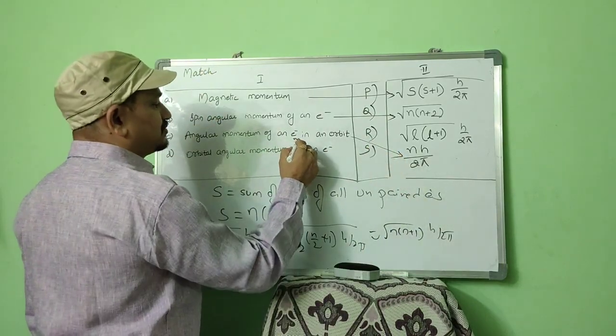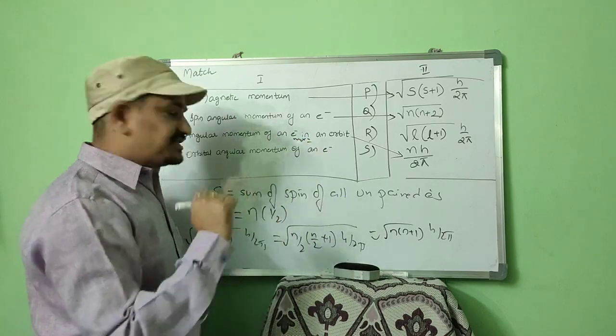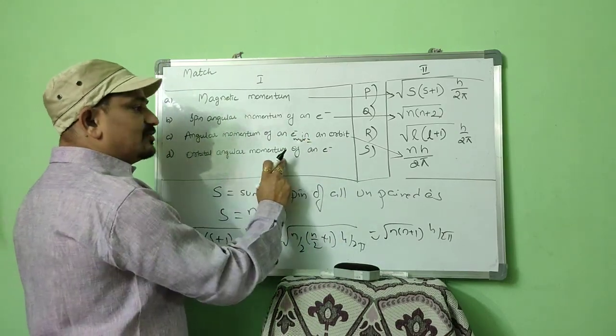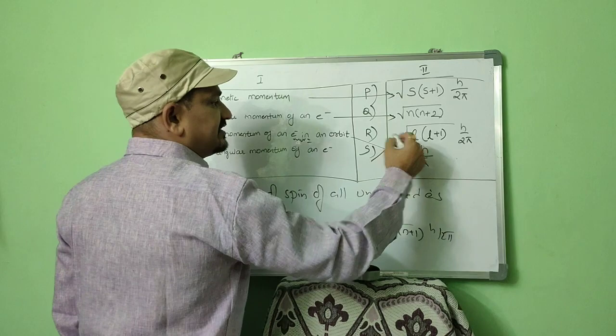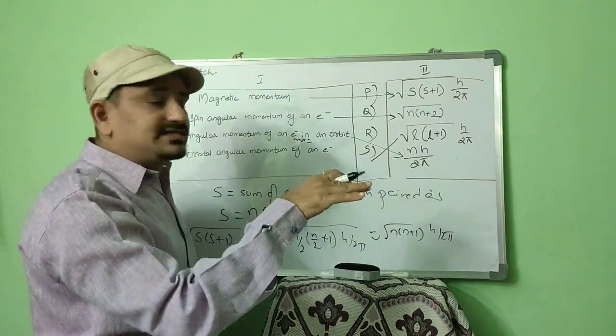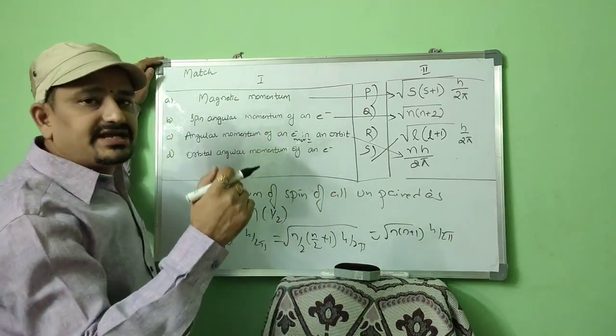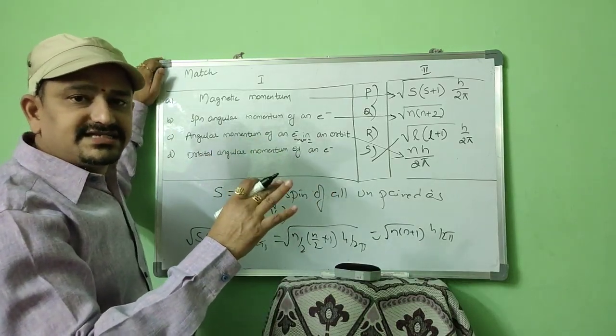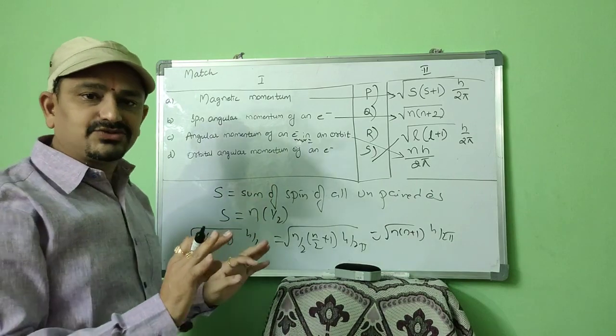MVR is equal to nh by 2 pi, and orbital angular momentum is root L into L plus 1 into h by 2 pi. So in this way, sometimes they may give this matrix type of questions where we have to recap the relations, right? This is the suitable explanation for this question.